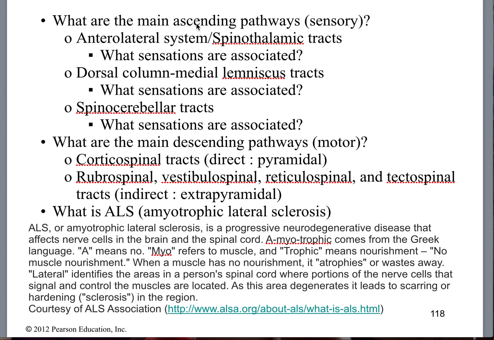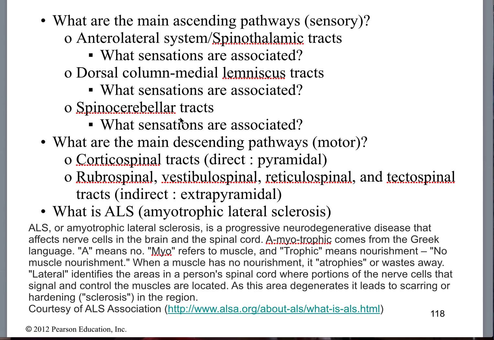What are the main ascending pathways or sensory? There's more than this, but the two that I want you guys to know are STLS, which you know was pain, temperature, crude touch, and DCML, or posterior column, as it's known. DCML is proprioception, vibration, two-point discrimination, stereognosis and graphesthesia. Spinocerebellar tracts, right? In general, you know it was balance, coordination, and unconscious proprioception.